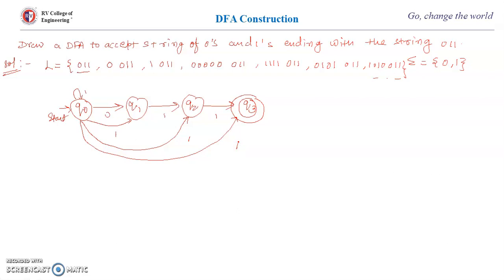Now we will check one by one. What if I consider this one? Q0 to Q1, if I take this transition for input 1, what will happen? I start from Q0, 1 and then 1, 1.